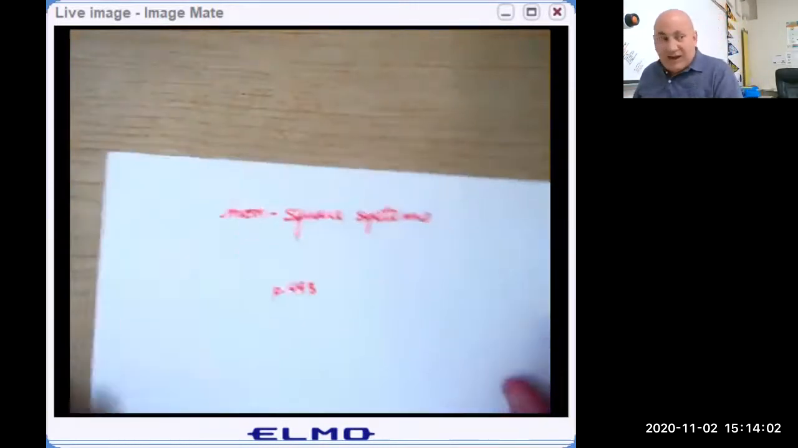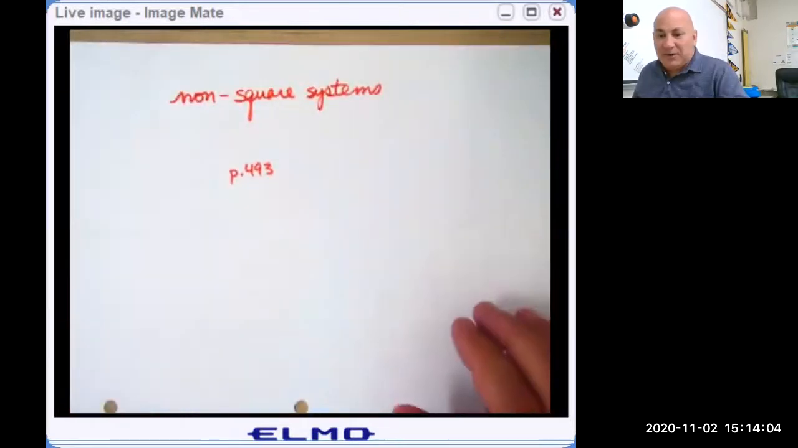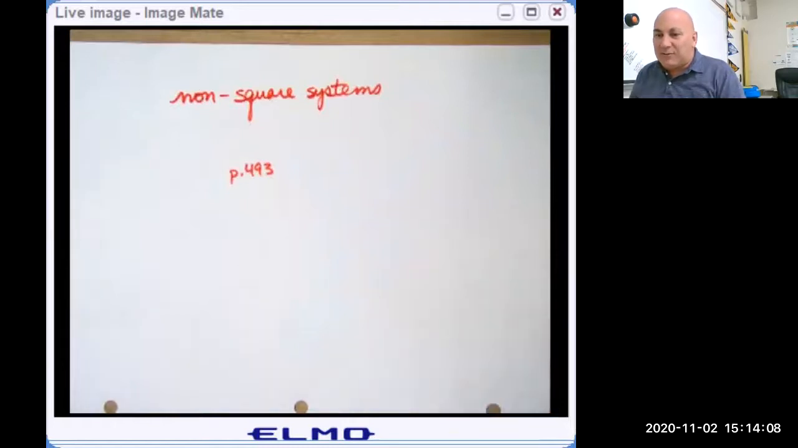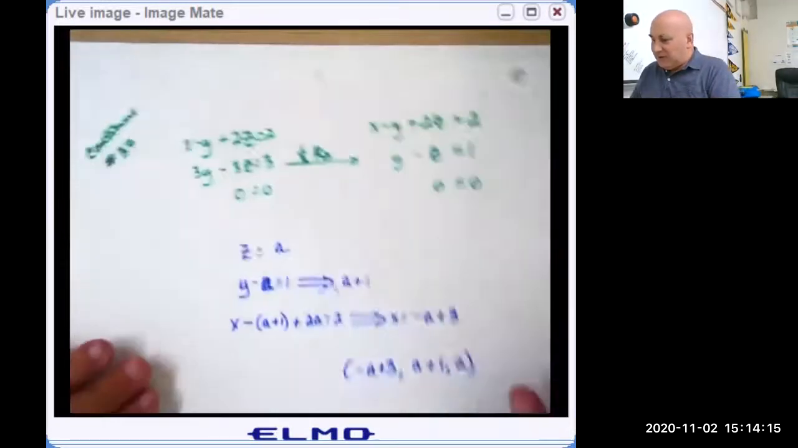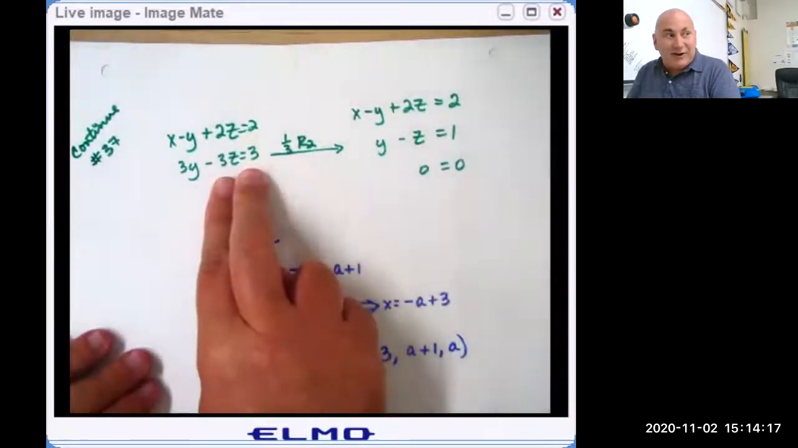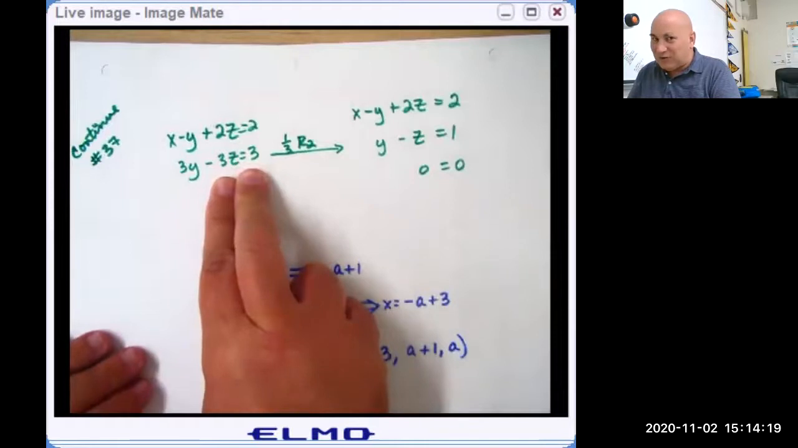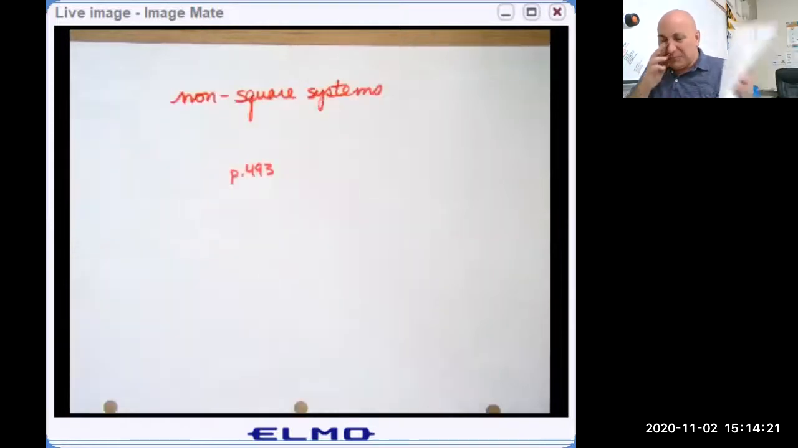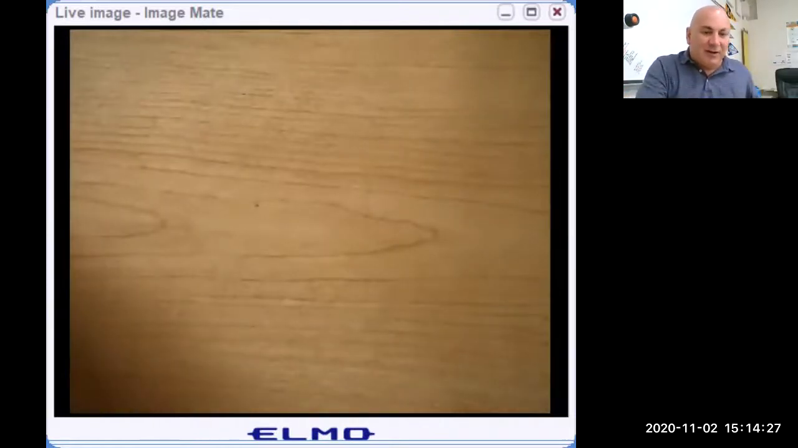There are non-square systems on page 493. A non-square system is one where you don't have an equal number of equations and unknowns. This is a non-square system. It has 3 equations and 2 unknowns. So you can take a look at those on page 493.